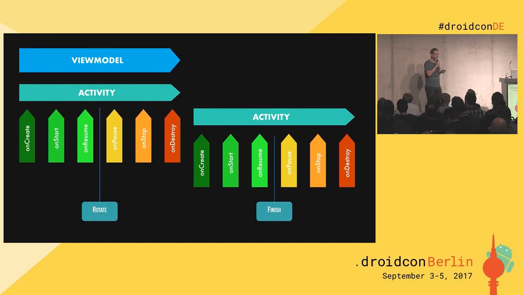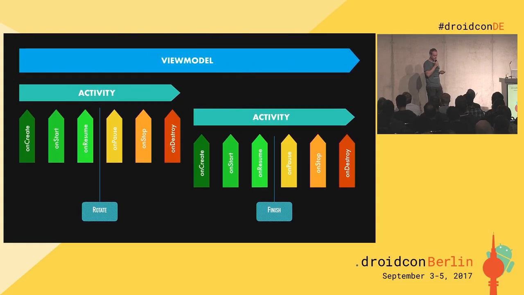What the architecture components view model does for us is extend its life cycle to the whole life of the activity until it is finally destroyed. How it is achieved in the background is that it's just a fragment with retain instance state set to true. So it will actually survive all the configuration changes, and it will be destroyed with the activity when it's finished.